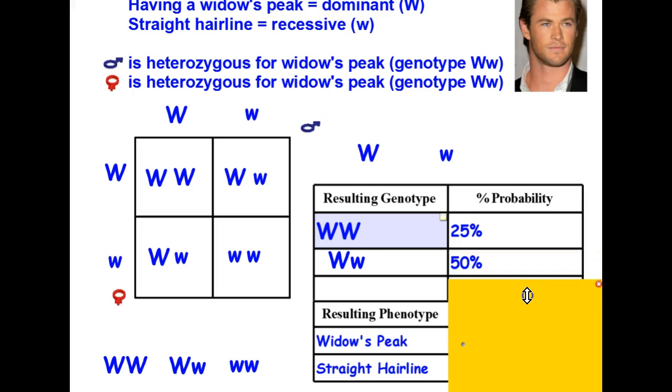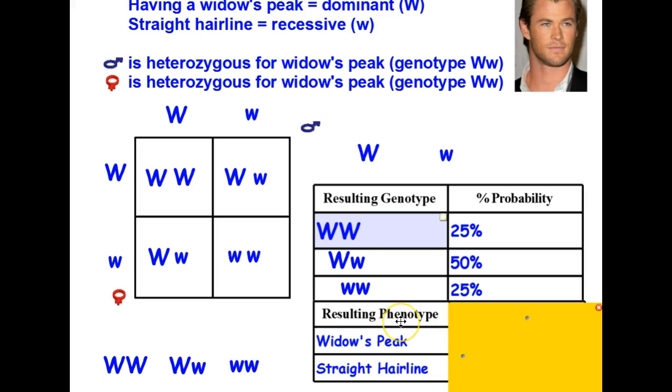So that would be a 50% chance of that. And we also have a 1 in 4 chance of getting a little w. And so that would be a 25% chance. A nice check here is to always make sure that your percent probabilities add up to be 100. Otherwise, you probably made a mistake. These would be the resulting genotype percentages.